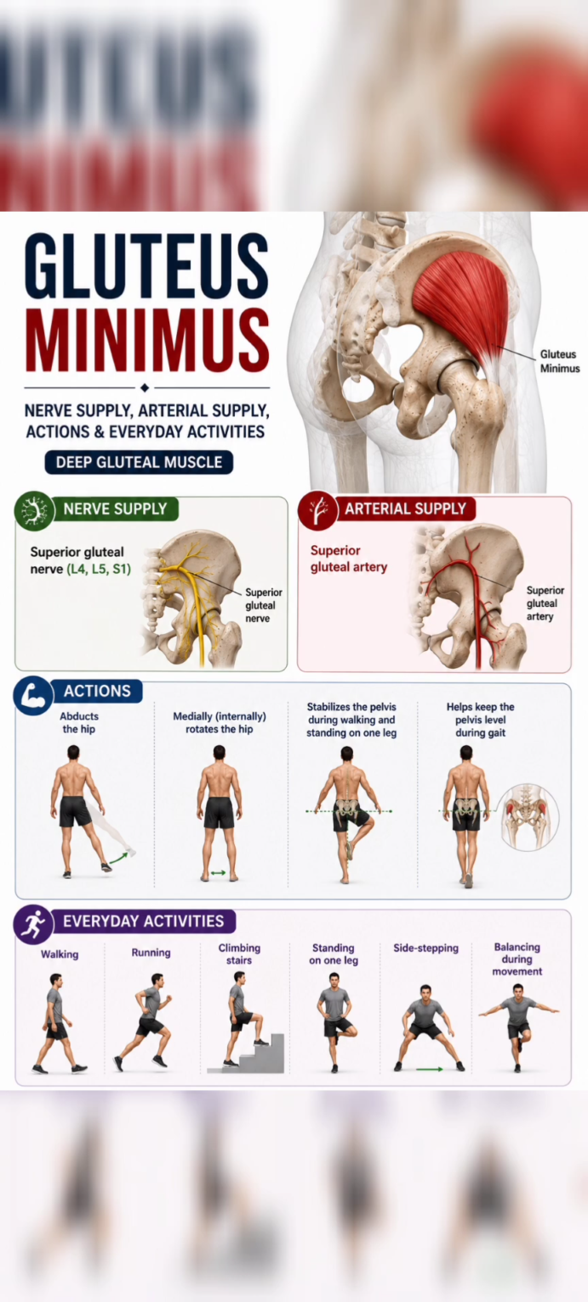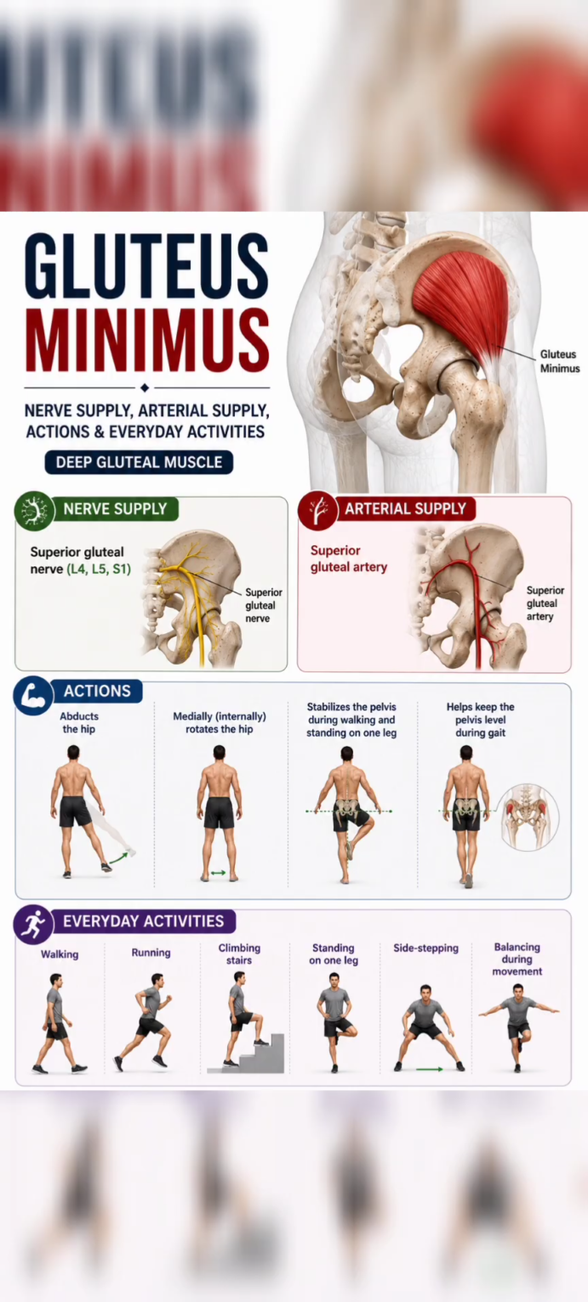Okay, now let's learn the nerve supply, arterial supply, action and daily activities of the gluteus minimus muscle. So first is nerve supply. It is supplied by the superior gluteal nerve, okay, that is L4 to S1 spinal nerve root, and then arterial supply by the superior gluteal artery. So superior gluteal nerve and superior gluteal artery.